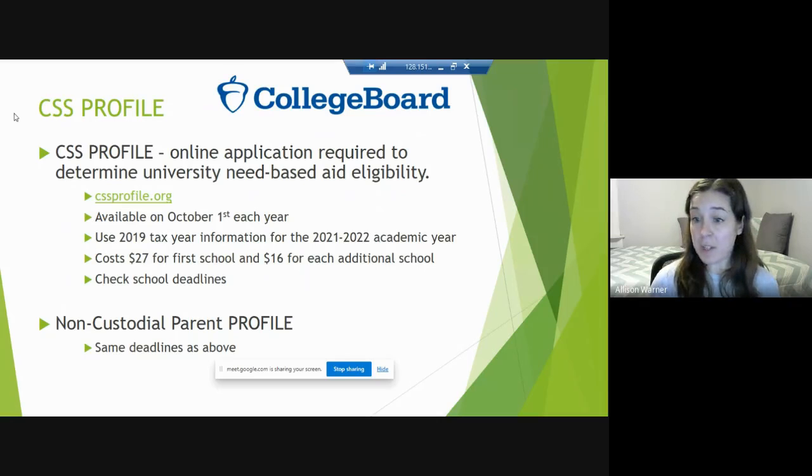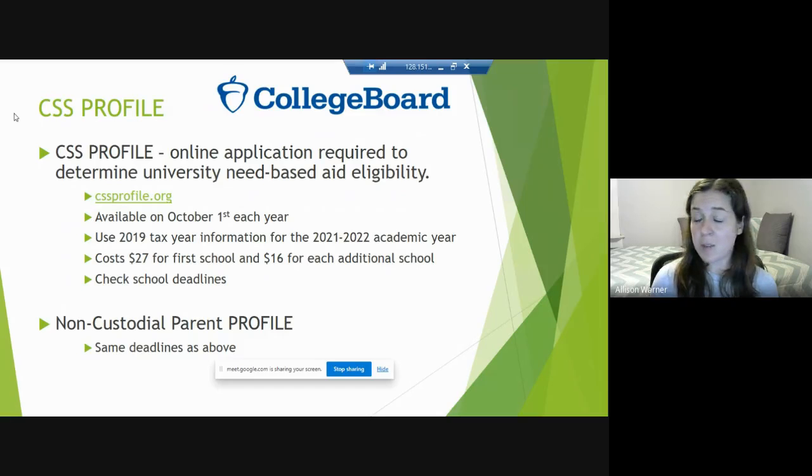Now, in terms of institutional aid, which is separate from federal and state benefits, the most commonly used application to determine need-based institutional aid eligibility is the CSS Profile, which is funded in part by College Board. So the same folks that did your SATs, College Board, also do the CSS Profile. Now, not all institutions that have their own funds to give out to students require the CSS Profile, so you need to keep that in mind.